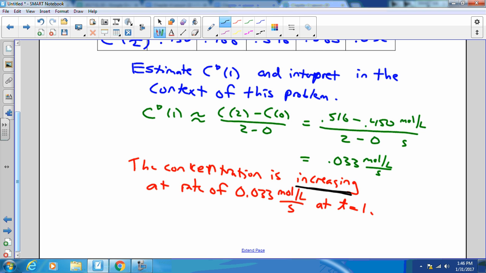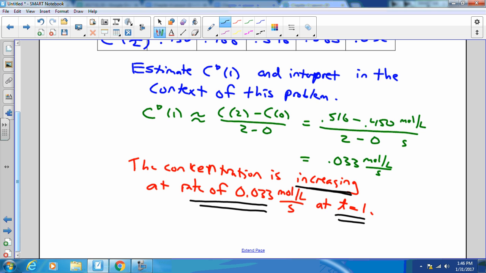Perfect. Exactly right. Notice that this has 3 elements that are necessary. First of all, a word, increasing or decreasing, that shows that my concentration is going up. Second of all, a specific rate. And third, at a specific time. Those are the 3 necessary elements for my estimation. Very good. Now, all of this is just computations that we know and love.